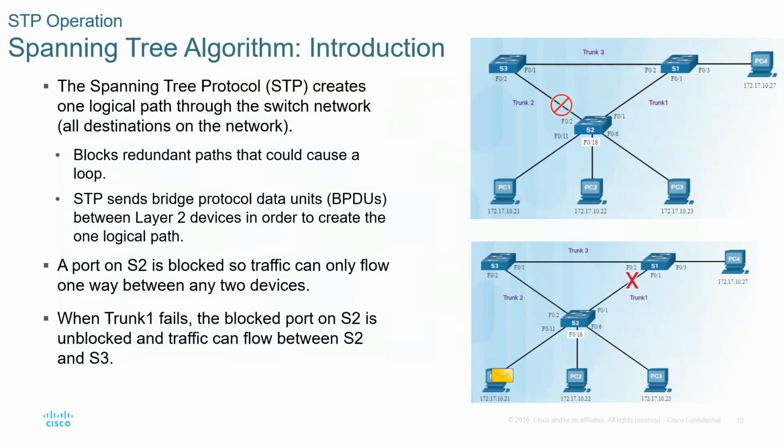Now, let's say later the link between S2 and S1 fails, this trunk 1. The path that you were using to send packets from any device to any other device suddenly becomes unavailable. So what you want to do is to now activate port F02 on switch 2 and activate the link between S2 and S3. So now you would want the port not to be in the blocking state.